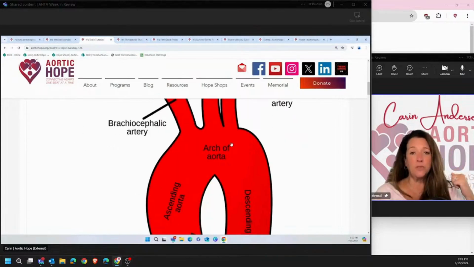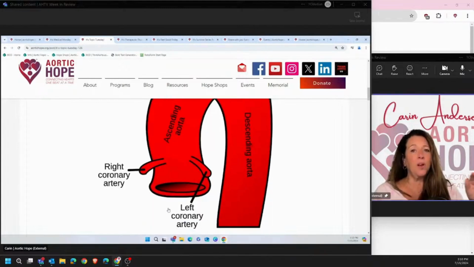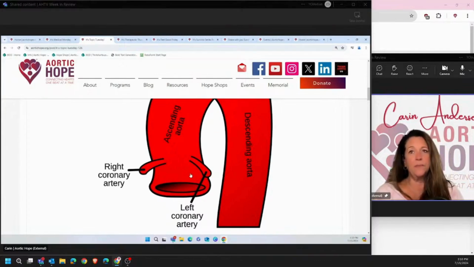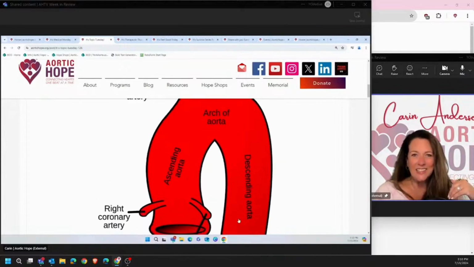And this would be the arch of the aorta, and this would be your ascending aorta. This is what's coming off of your root right here. That would be going into your aortic valve. Then you have a right coronary artery and a left coronary artery. Those, I believe, go into your heart. This is really tough. And then you have your descending aorta.